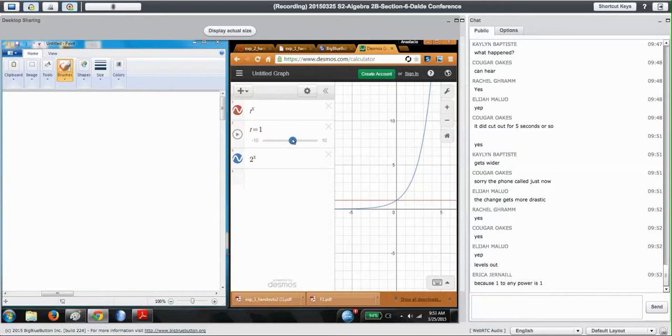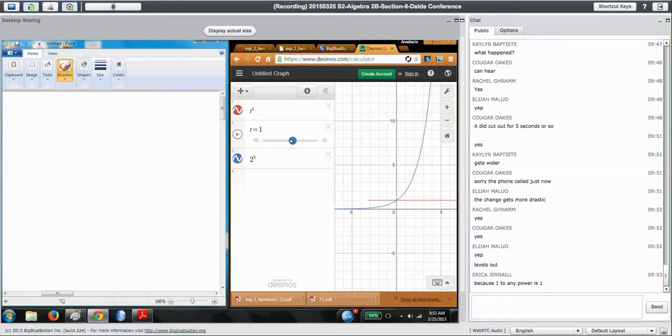Yeah, exactly, Erica, because 1 to the anything power is 1, not anything to the 1 power. Like 1 to the 10th power is 1 times 1 times 1 times 1 times 1 times 1 times 1 times 1 times 1 times 1. That's equal to 1.